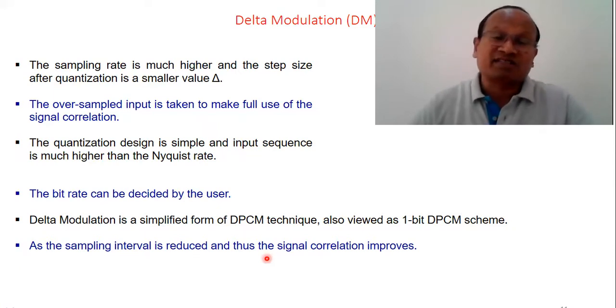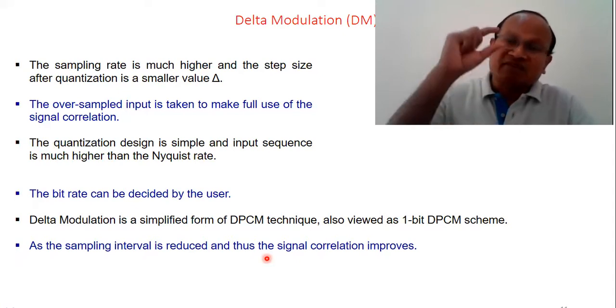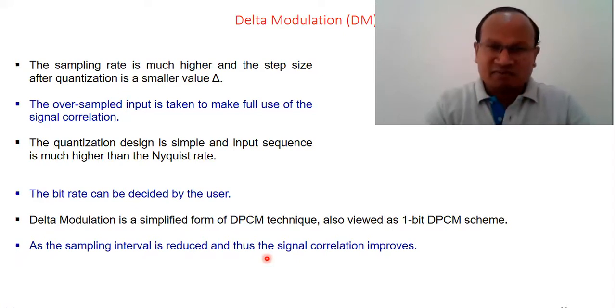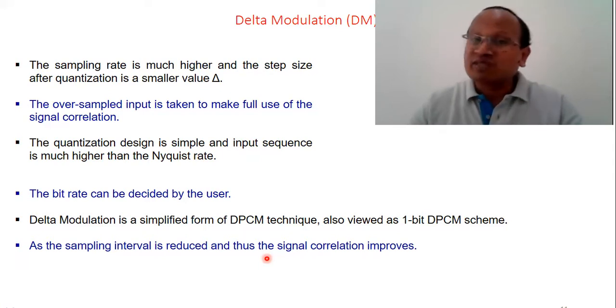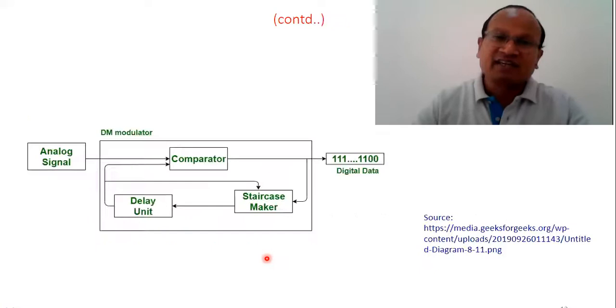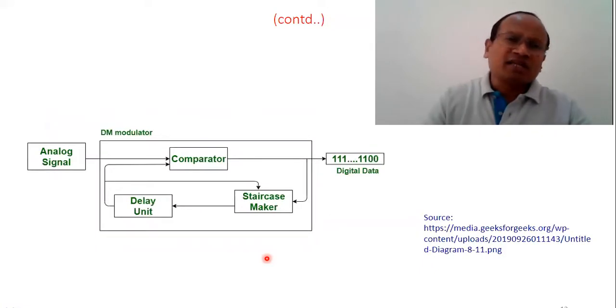But in delta modulation, sampling rate is very high, interval becomes very low, correlation is very high, and the encoding is always done only in terms of 1 bit. That's the big difference in delta modulation.